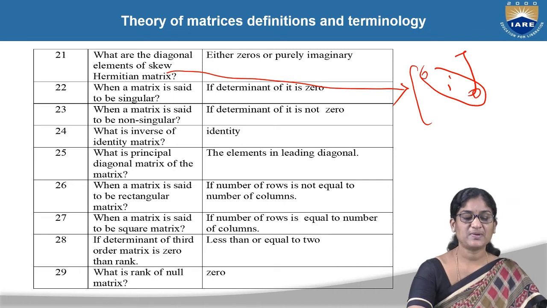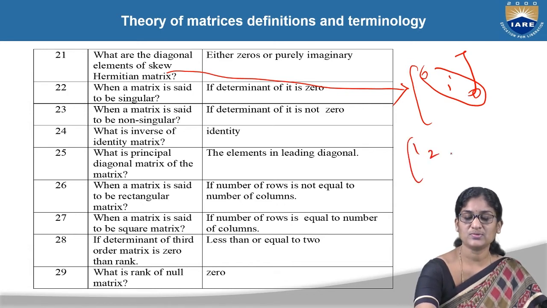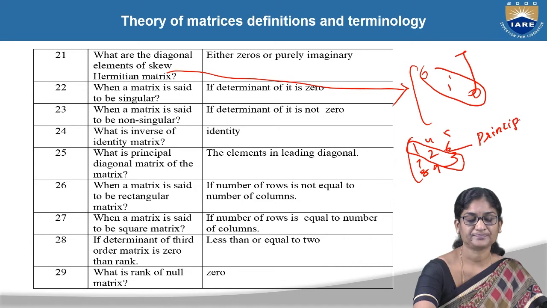Now, what is the principal diagonal of the matrix? The elements in the leading diagonal are called the principal diagonal. For the matrix with rows 1, 2, 3, 4, 5, 6, 7, 8, 9, the elements 1, 5, 9 are called the principal diagonal.